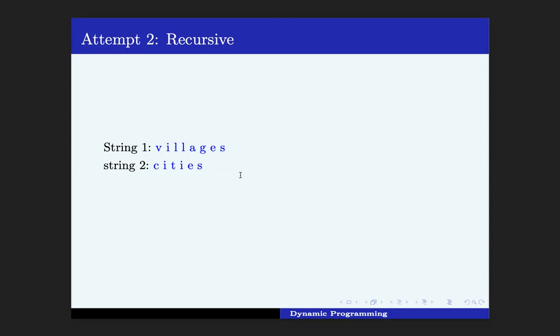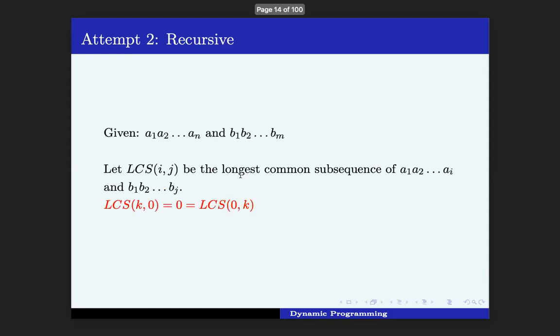What was that, I and J? I is the index between 1 and n, and J is any number between 1 and m. LCS(I, J) is the length of the longest common subsequence between A1 to AI and B1 to BJ.